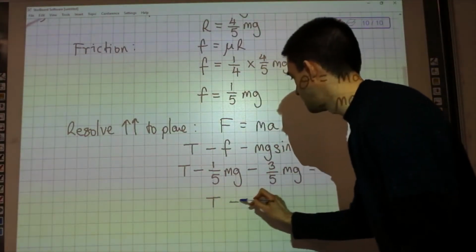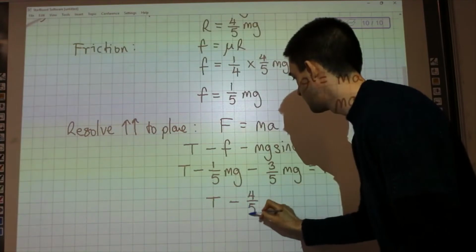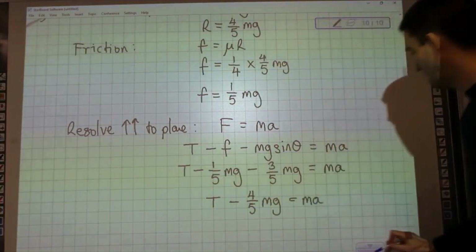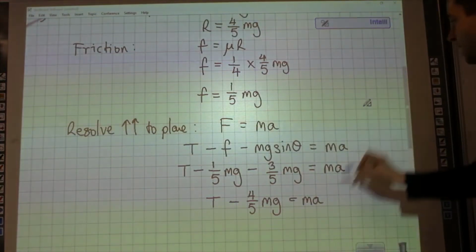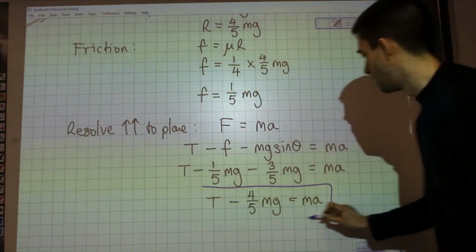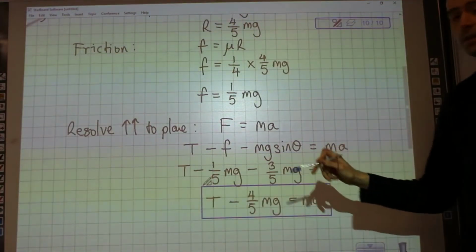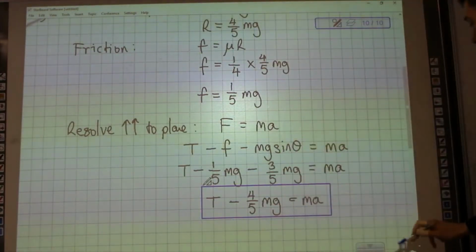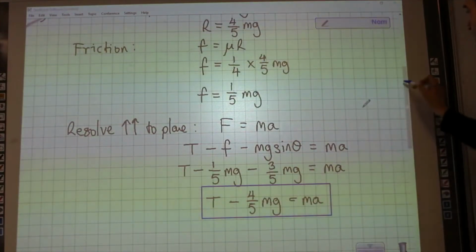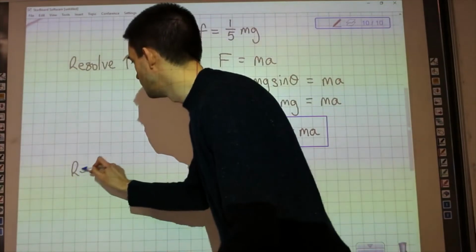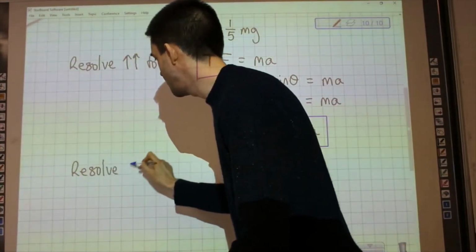Simplifying that, I have T minus 4/5 mg equals ma. I'm going to draw a blue box around that because that is the first of my simultaneous equations that I'm going to use to solve to find the value of A.